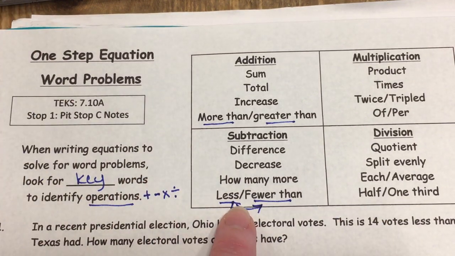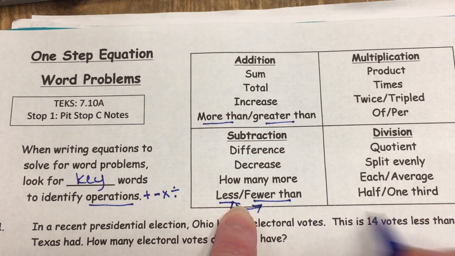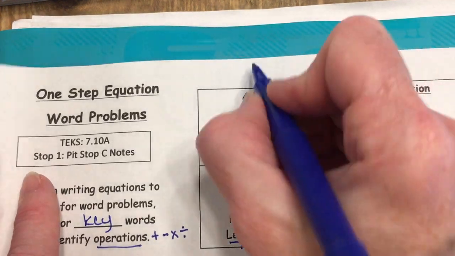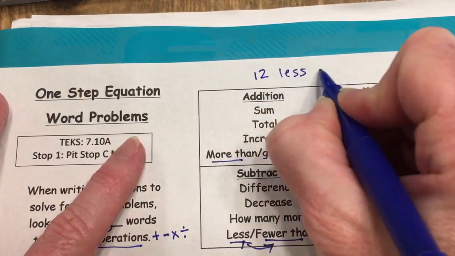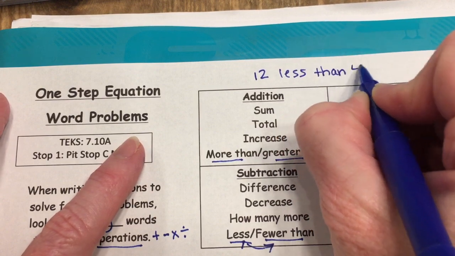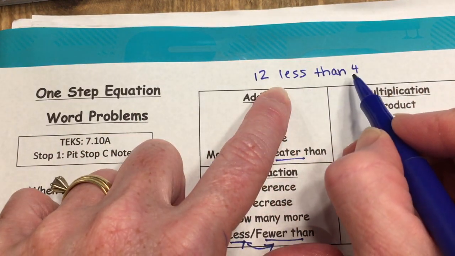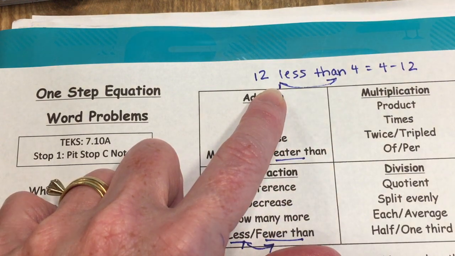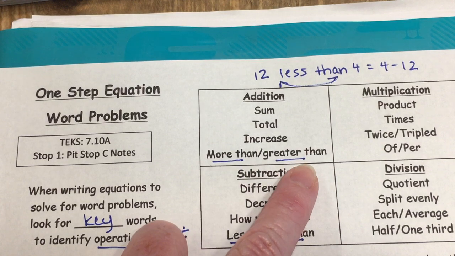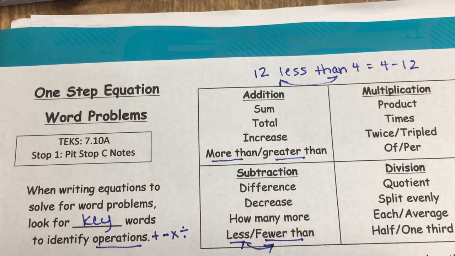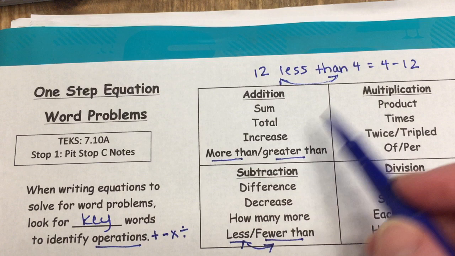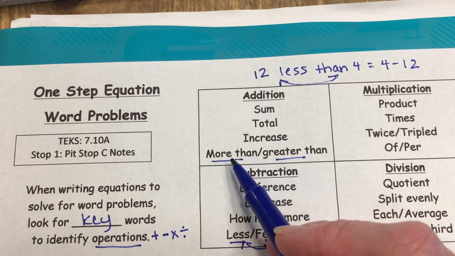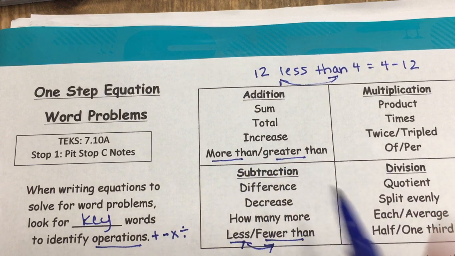So if I see 12 less than 4, I'm not going to write that as 12 minus 4. I'm going to switch those numbers and write 4 minus 12, like that. Same thing with more than and greater than. It actually switches the order. But because addition is commutative, it's not going to be so important in your equation. But the way it's worded really means you should switch the order.